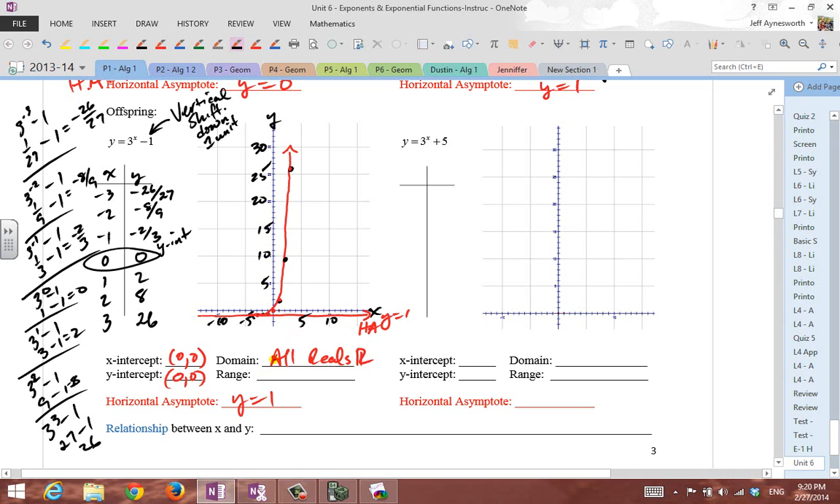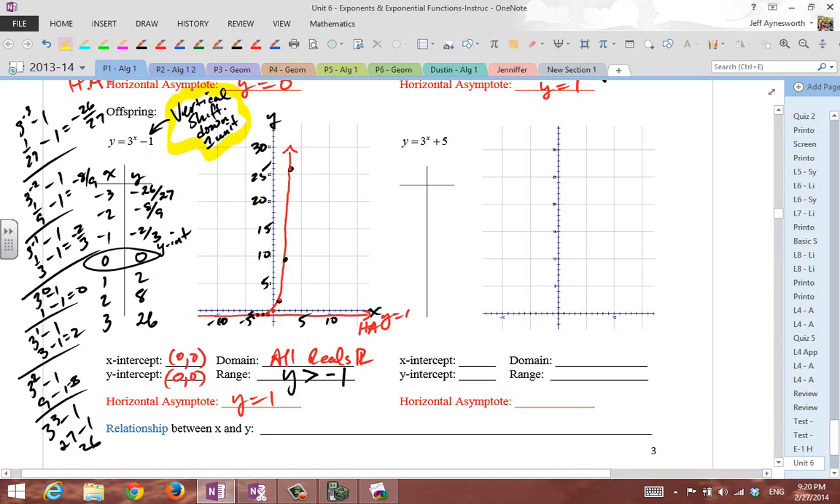The range, that has changed. All these values are bigger than negative 1 now because we dropped this function down a unit. So they're all greater than negative 1. So the range changes. Look at all these values. They're all greater than negative 1. Can't say greater than 0 because these negative numbers aren't. Okay, but they are greater than negative 1 because it's been shifted down 1 unit. So remember that.